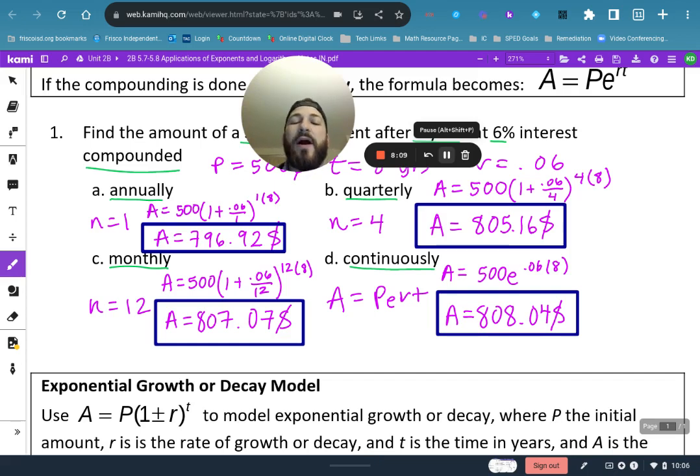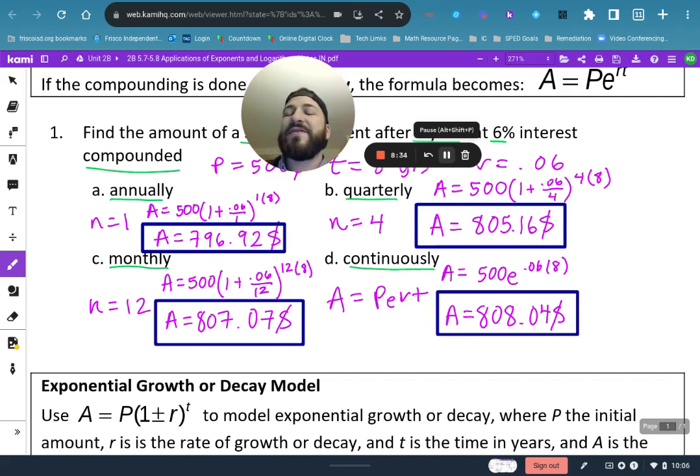So we can see as we're compounding more times in a year, we're making more money throughout the year, which makes sense because we're adding that interest on to the amount of money that we started with. And then last but not least, continuously, our PERT equation. So A is equal to 808.04, so even a little bit more than our monthly. So going all the way through, all the way to continuously, the more times we compound that interest, the more money we are going to make in the year.